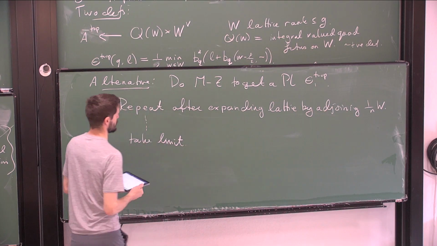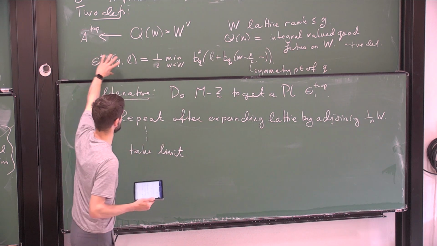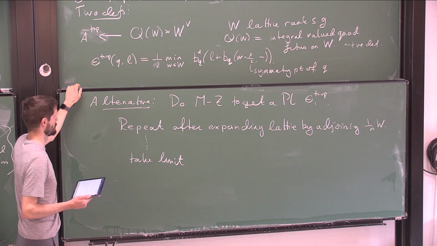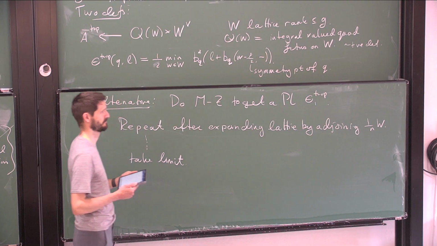And modulo this slight form versus function thing, which we can maybe not worry about too much, then you recover this definition. So in some sense, this is the natural continuous thing that comes out of trying to do Mikhalkin-Zharkov's construction, but where you keep refining the layers.